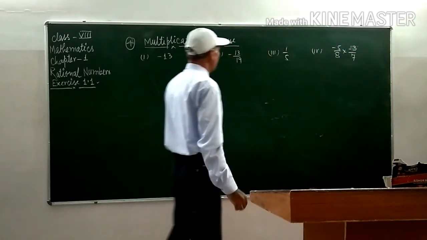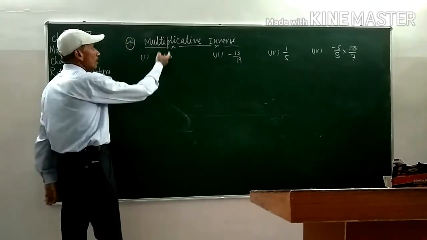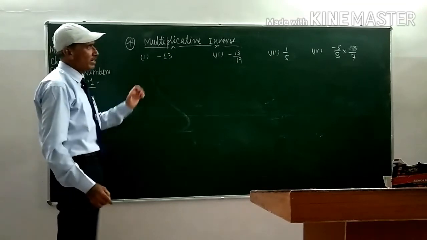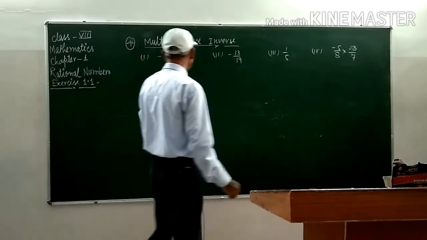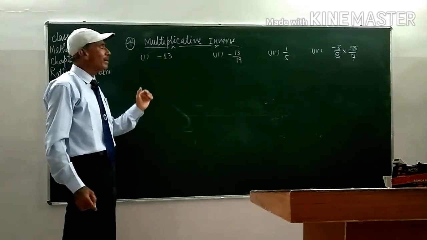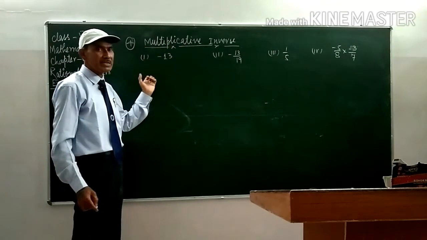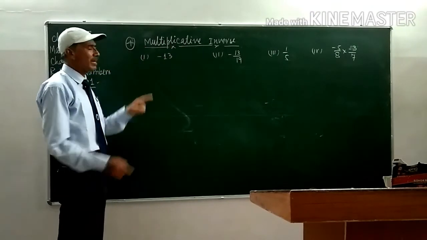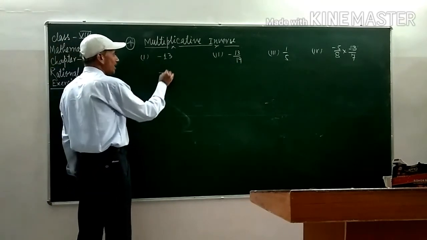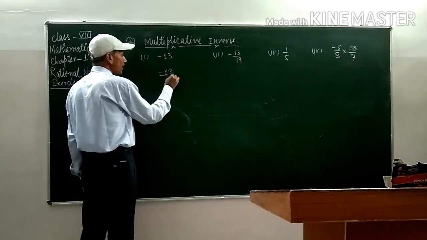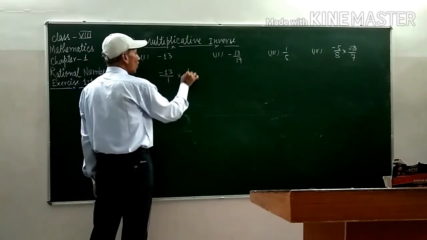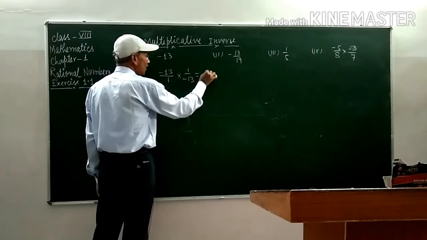Clear students? We are taking 4 questions. You have to write the multiplicative inverse. What is the multiplicative identity students? That is 1. If we multiply a given rational number by a number that makes it 1, that will be the multiplicative inverse of this number. Multiplicative inverse means you have to write the reciprocal of this number. You can write this number in fractional form or as a rational number. So if we multiply 1 by minus 13 with minus 13, then it will make 1.